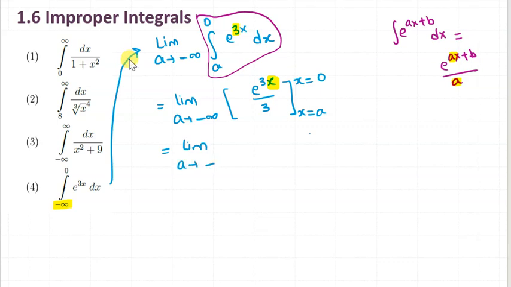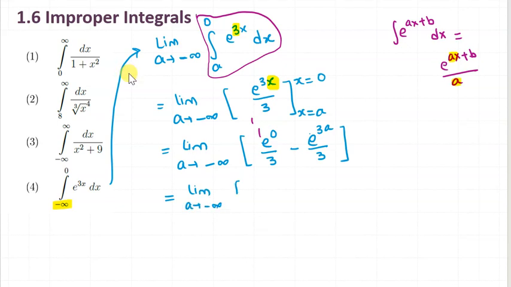Now just replace this x one time by a and another time by 0, substituting the limit. So this gives limit a goes to minus infinity, e to the power, when you replace x by 0, 3 multiplied by 0 gives you 0, over 3, minus e to the power 3a over 3. Any number raised to the power 0 is 1. Substituting this gives you limit a goes to minus infinity, 1 over 3 minus e to the power 3a over 3.